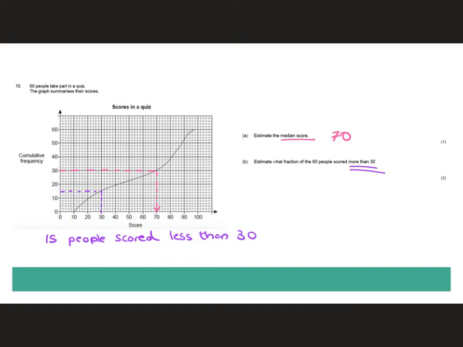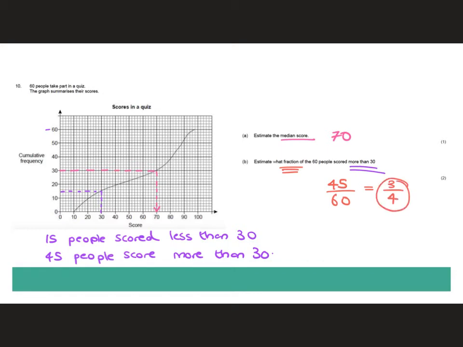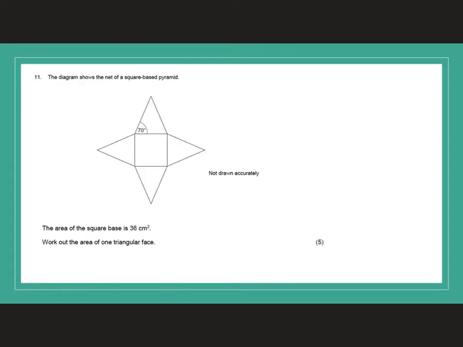Now, that means 45 people scored more than 30 because the graph goes up to 60 on the cumulative frequency axis. There were 60 people in total. But the question actually says what fraction scored more than 30. So 45 people out of the 60 scored more than 30, and that simplifies to 3/4, which is our final fully simplified answer. Question 11.